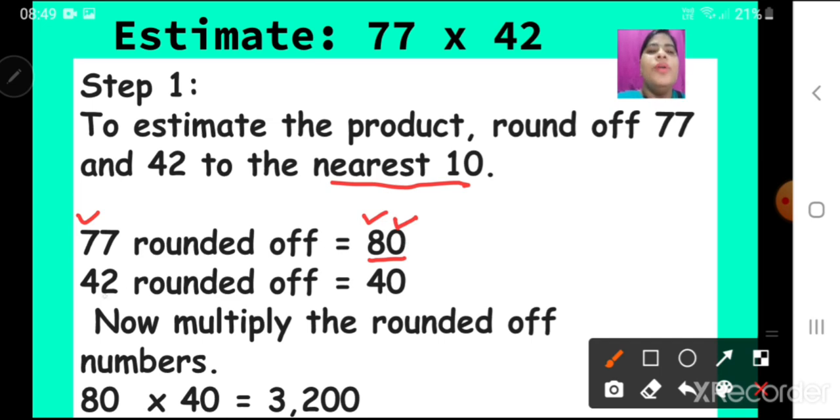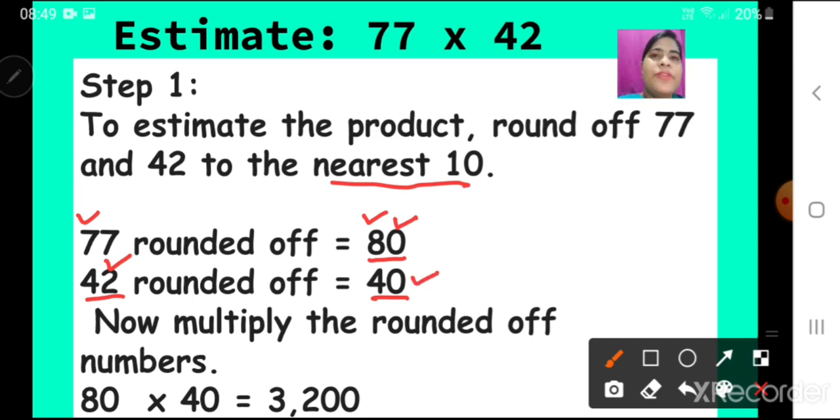Now next is 42. 42 when rounded off will become 40. How? First we have to put 0 at the ones place and the number in the tens place will not change. Why? Because if the number in the ones place is 4 or less than 4, the number in the tens place doesn't change. Here in the ones place we have 2, so the number in the tens place will not change. It will be 4 only. So 42 when rounded off to the nearest 10 will become 40.